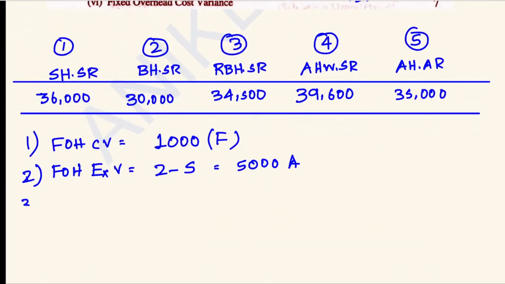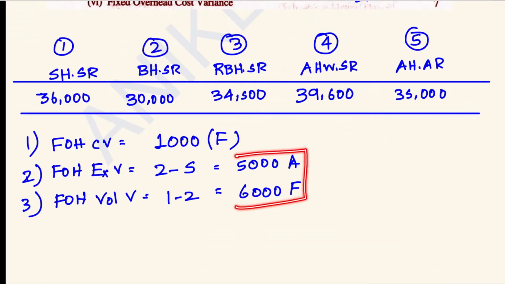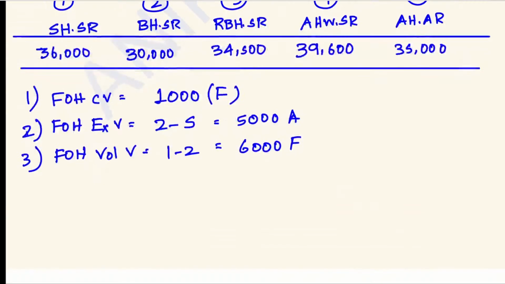Third one, fixed overhead volume variance. So volume means it is because of actual standard hour and budgeted hour. So the formula for this is 1 minus 2. 6,000 favorable. At this point, I should reconcile. Minus 5,000 plus 6,000. I should get overall cost variance. 1,000 favorable. So all these three are correct.